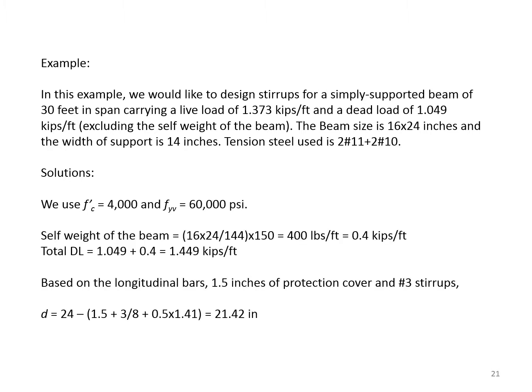We need to compute the self-weight of the beam, that is 16 by 24 divided by 144 to convert the area into square feet, then multiply by the density of concrete, which is 150 pounds per cubic foot. The answer is 400 pounds per linear foot. We add this to the existing dead load and we get a total dead load of 1.449 kips per linear foot. Based on the longitudinal bars, we have 1.5 inches of protection cover, and if we use number 3 stirrups, the d would be equal to 21.42 inches.